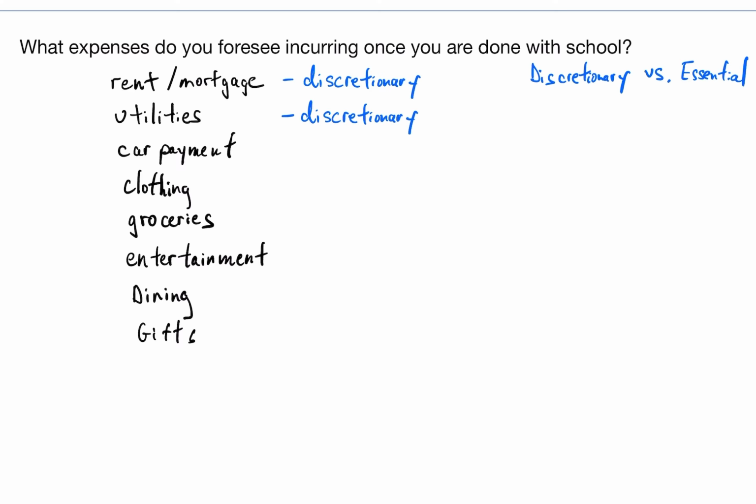Now, the next one, car payment. Now, this is debatable. Most people will say, well, I definitely need to have a car payment in order to get to work. But some would also argue that you don't, quote unquote, need to incur this kind of debt in order to get to work. There are other ways to get to work. You can walk to work. You can ride a bicycle to work. You can take public transportation like a bus or train if they're available. So there are alternative ways. You can carpool to work with somebody you know. So there are alternative ways to get to work. So we're going to call this discretionary.